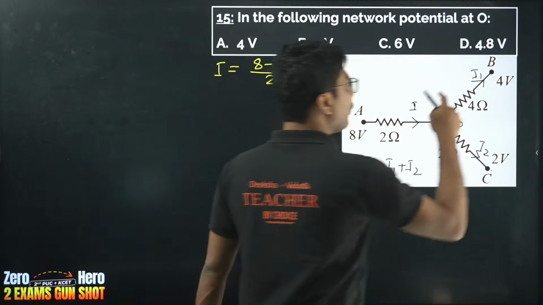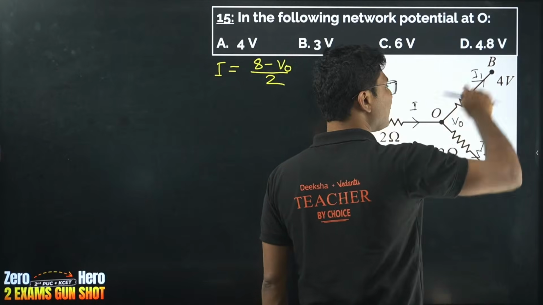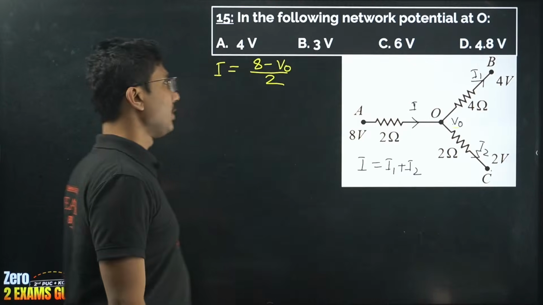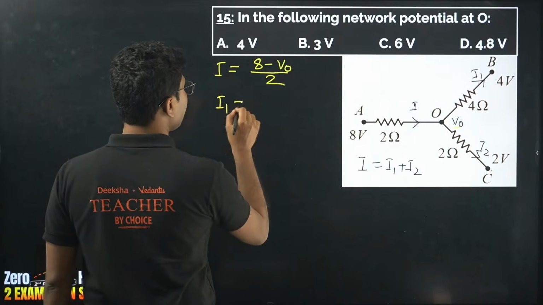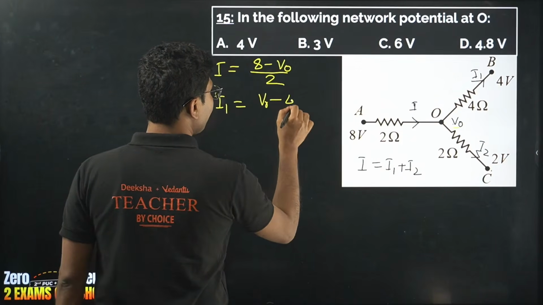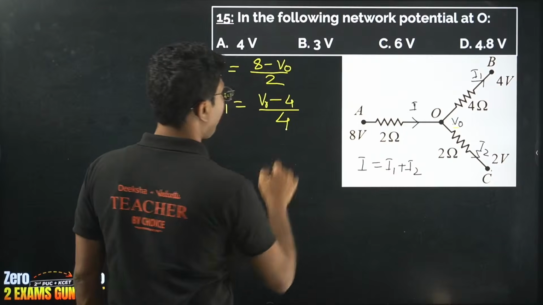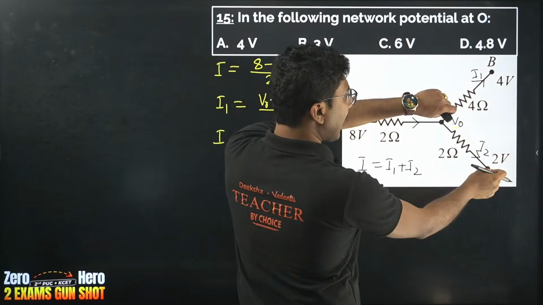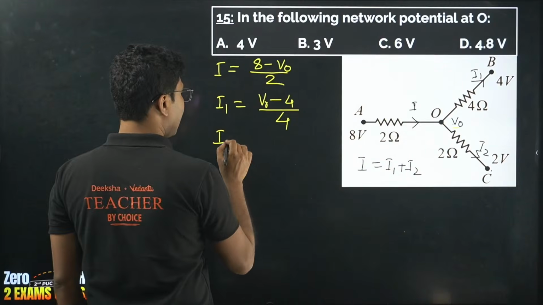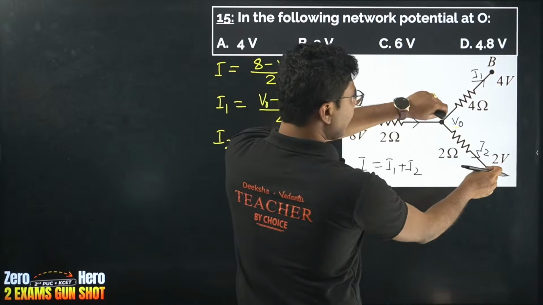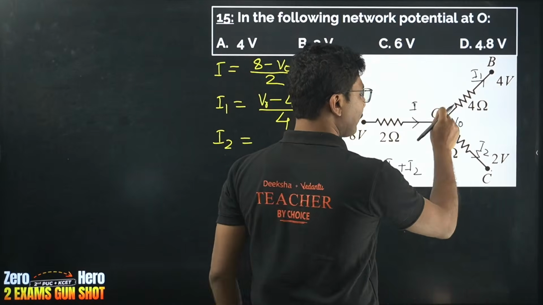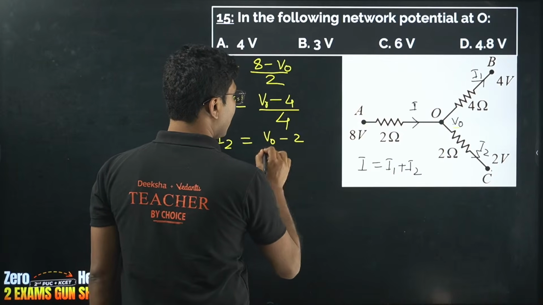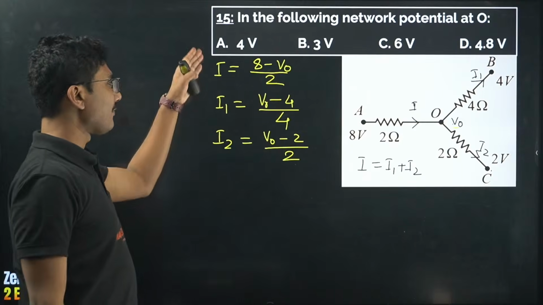What about I1? Now current is flowing from O towards B, right? So this point is now at higher voltage, this one is at lower voltage. So I1 will be equal to (V0 minus 4) divided by 4. Okay, what about I2? So voltage difference by resistance, that is current. Okay, that is Ohm's law. So voltage difference, again the direction is always higher voltage to lower voltage. So V0 must be higher, 2 must be lower, divided by 2. Now we have calculated 3 currents.